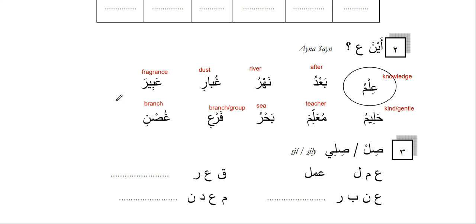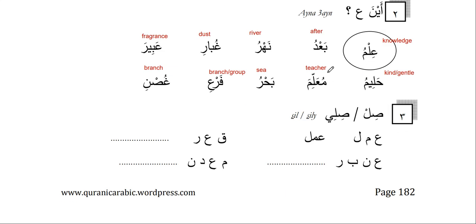Here I have given the meanings. Now, where can you find the ayn? The first one is done for you, and here we have an ayn. Yes, it is. Ba'da means after. Nahru, no ayn. Ghubar, no ayn. Don't get mixed up with this letter. It's not ayn, it is with a dot, so it is the twin of the letter ayn. Abir, there is an ayn.